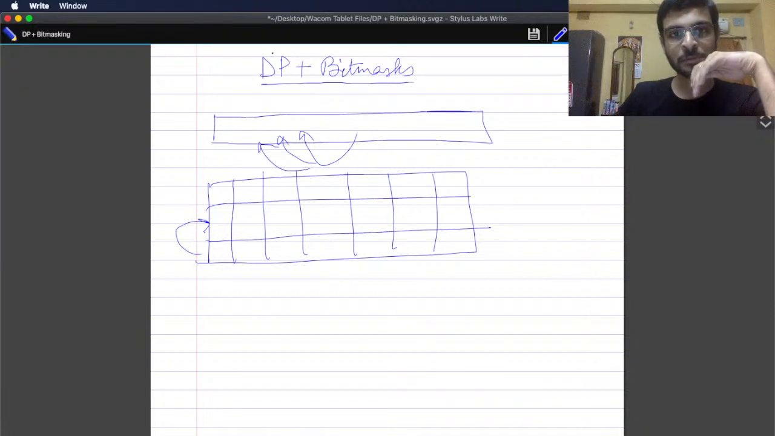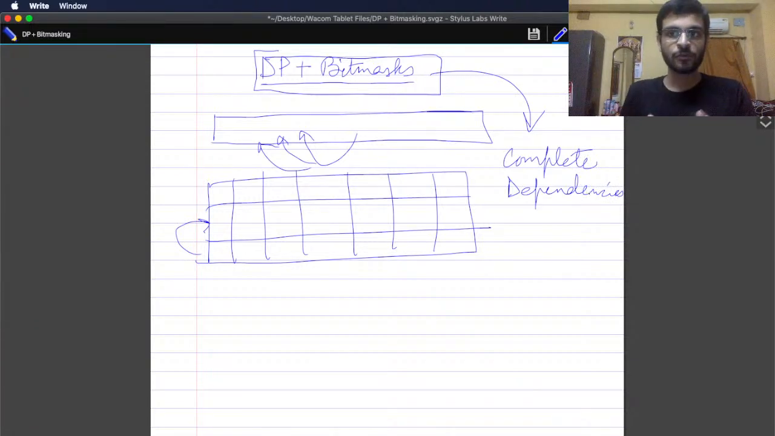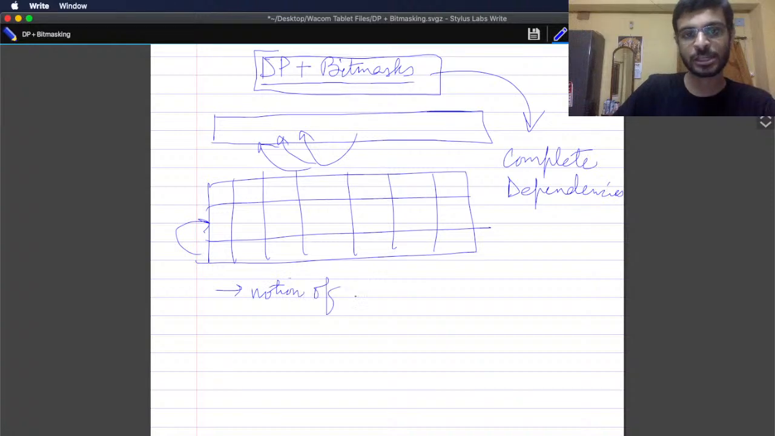In case of DP plus bitmasks, what we basically deal with is a kind of complete dependency. As we proceed, you will see that our current answer will use the answers of many previous subproblems to compute itself. And this bit masking in a way also gives us the notion of exponential possibilities. We will explore this through a problem.